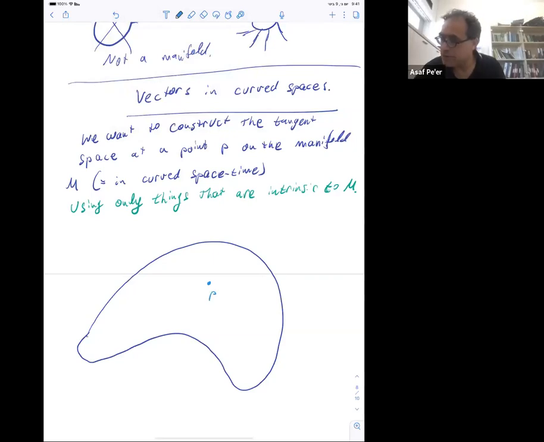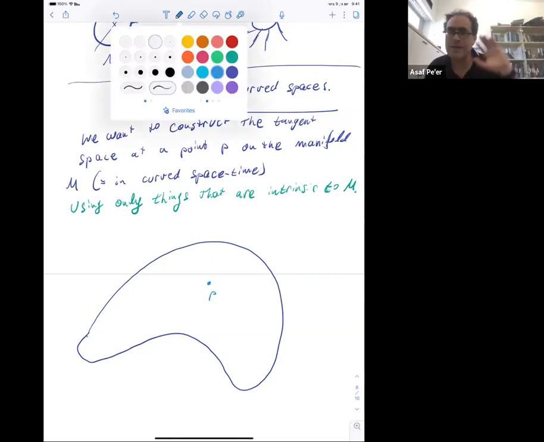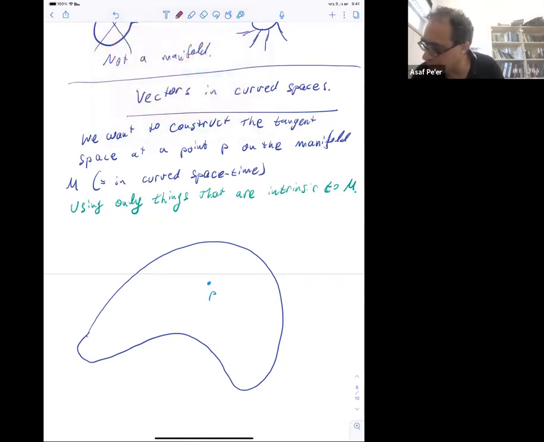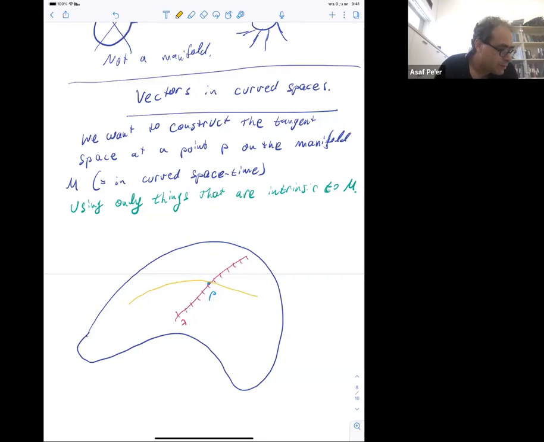Now I can construct some curves. Again, there is an ant that walks on that manifold, and the path that the ant takes just traces a curve. I can specify the curve by some parameter lambda. There can be a second ant that walks on that manifold, and it also crosses at the same point P, and I can specify that curve with a new parameter.